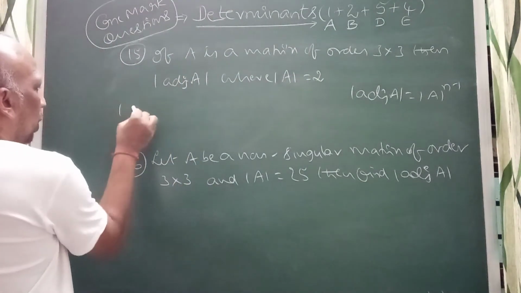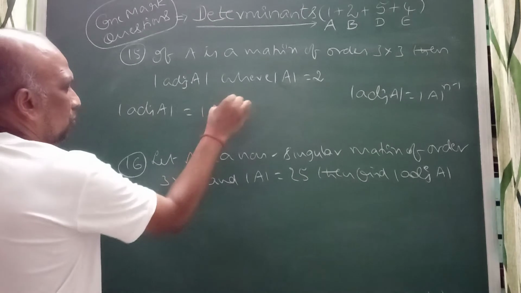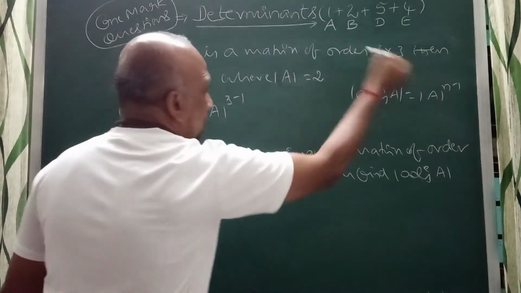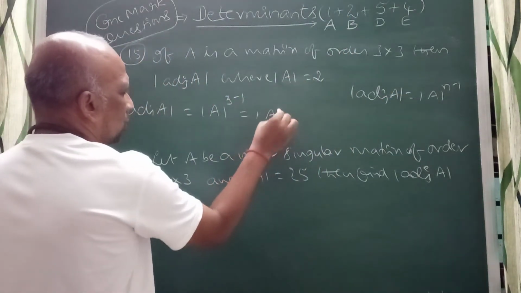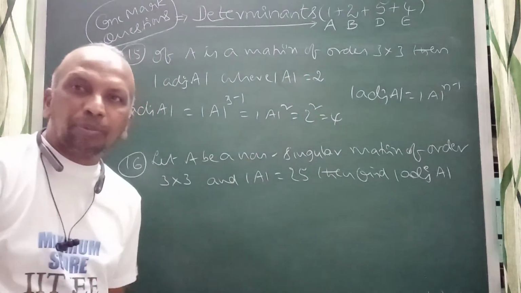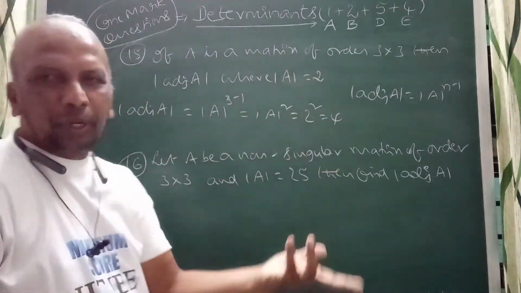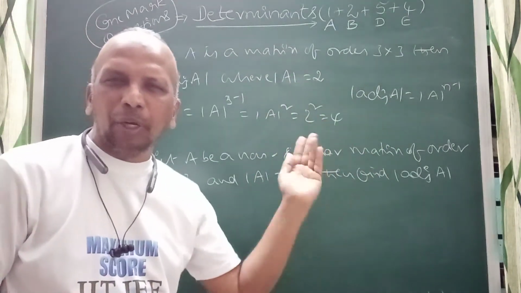So det of adjoint A, I can write, is equal to det A whole power 3 minus 1, n is the order of the matrix, equal to det A whole square. We know this is 2 square, the answer is 4. Sometimes they will give a different det A value. If det A is equal to 4, you will get 4 square. Depending upon the det A value, you can find it.